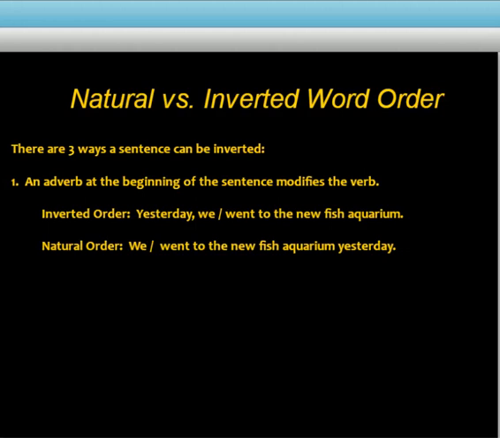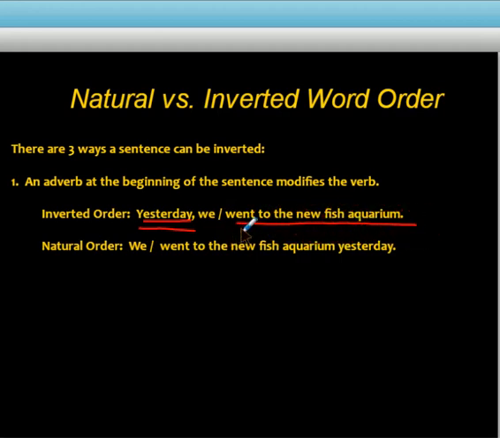Natural versus inverted word order. There are 3 ways a sentence can be inverted. The first way is an adverb at the beginning of the sentence modifies the verb, which we just saw. Here's another example. Yesterday we went to the new fish aquarium. Now, yesterday again is part of the verb part, so we'd underline this part twice. Okay? And then here's the rest of the verb part of the sentence.